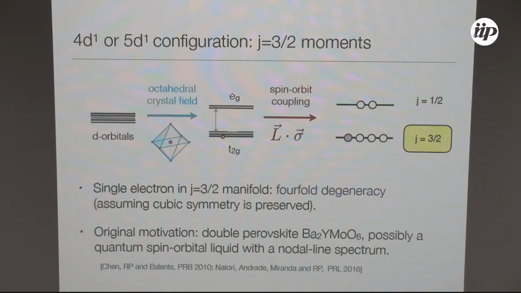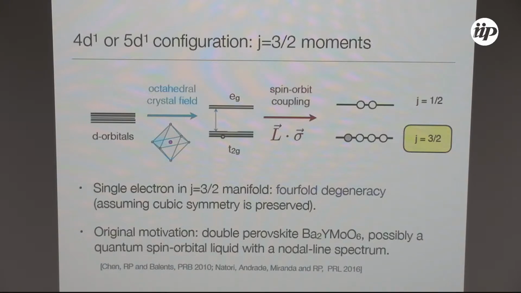And in this case, I'm assuming that we still have the cubic symmetry preserved down to low temperatures. So this degeneracy remains, a fourfold degeneracy. For instance, if there is a Jahn-Teller distortion of these oxygens, like a tetragonal distortion, this would be split.